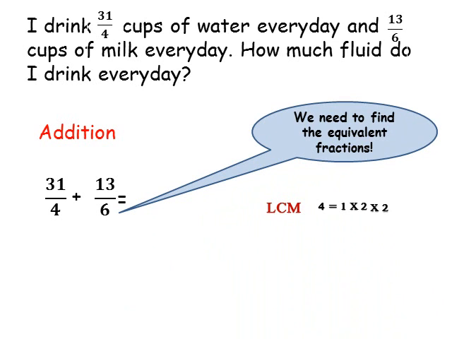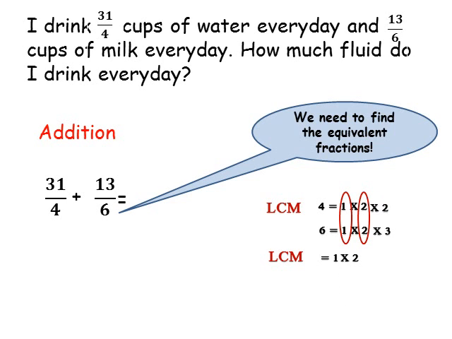Alright, let's get an LCM. So for 4, you have 1 times 2 times 2. And for 6, we have 1 times 2 times 3. Okay, we have 1 and 2 as common factors. Let's get the LCM for 1. Alright, so that's 1. And for the second common factor of 2, we write 2.